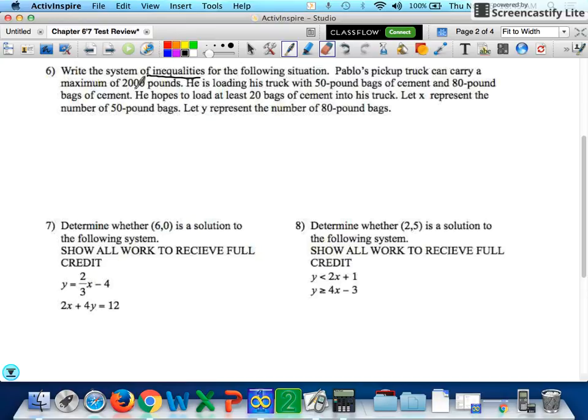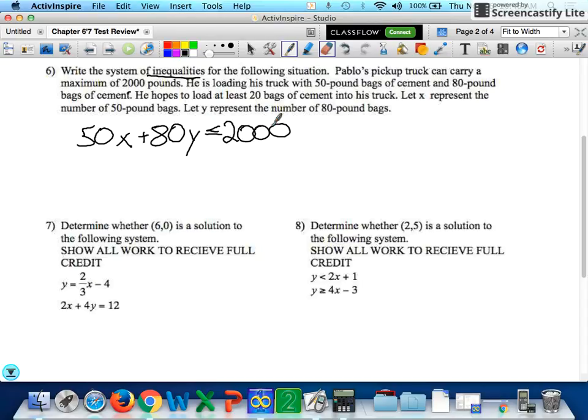So when we're talking about the weight, we have a 50-pound bag, which is lettered X. No matter how many 50-pound bags we have, it's always going to be 50 pounds per bag. If we have one bag, this is only 50 total pounds. If we have 10 of these, you've got 500 pounds. We're adding to that however many 80-pound bags we have. And we need that to be less than or equal to our maximum weight. Can't go over that maximum weight. Okay? So that's our actual weight inequality.